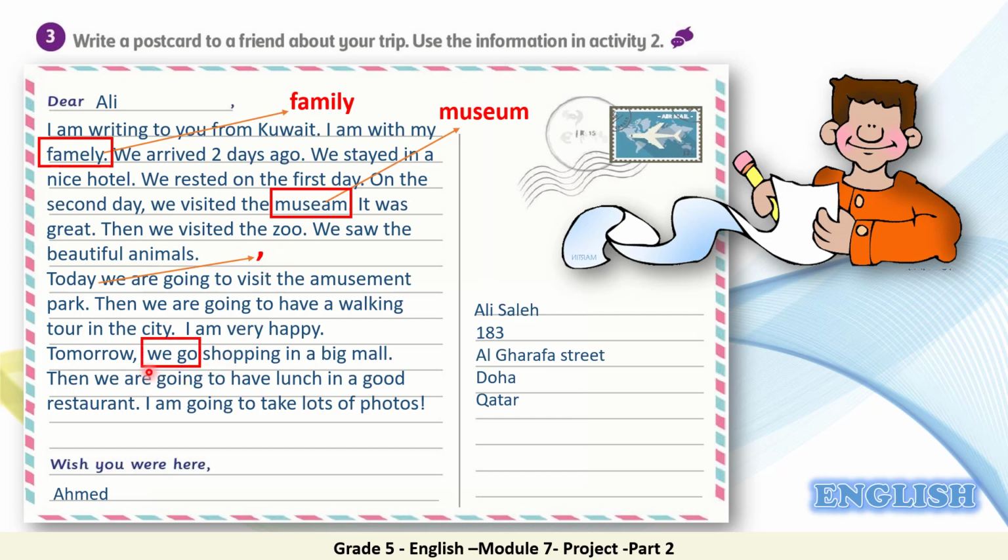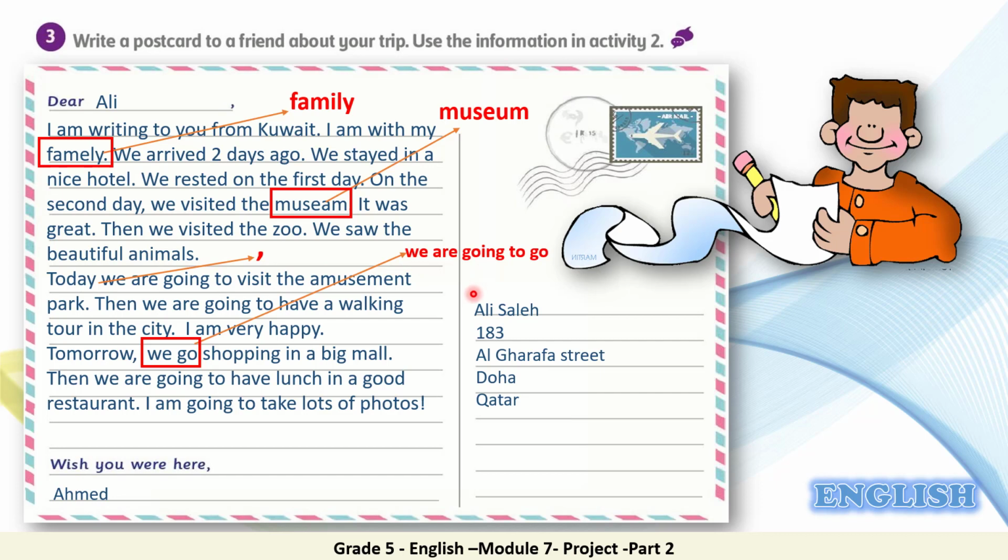And here is a grammar mistake. Tomorrow, we go shopping in a big mall. Tomorrow refers to the future. So we need to use a structure that refers to the future plans. Good job. We are going to go. These are all the mistakes we've got. 2 spelling mistakes, 1 punctuation mistake, and 1 grammar mistake.